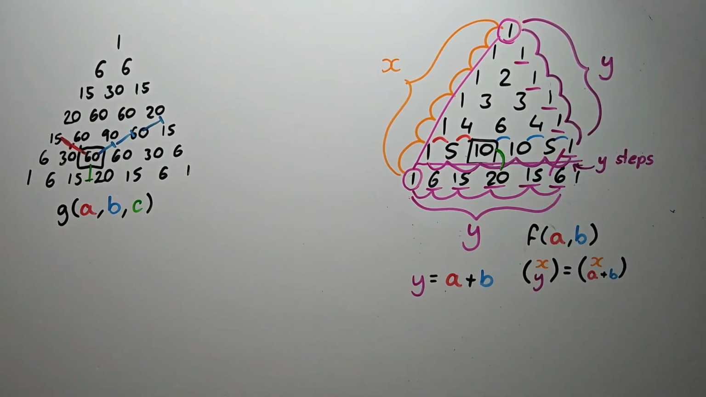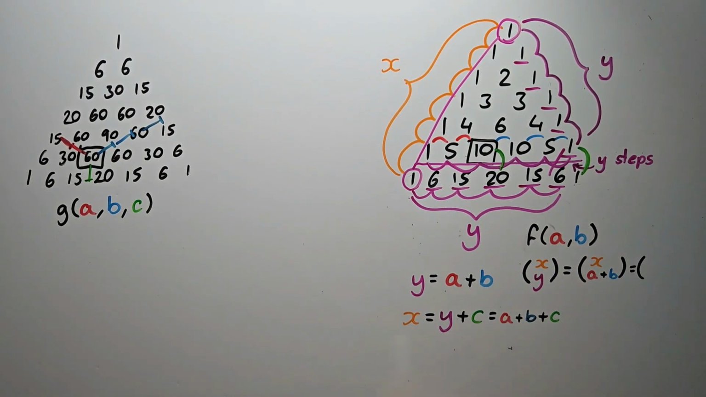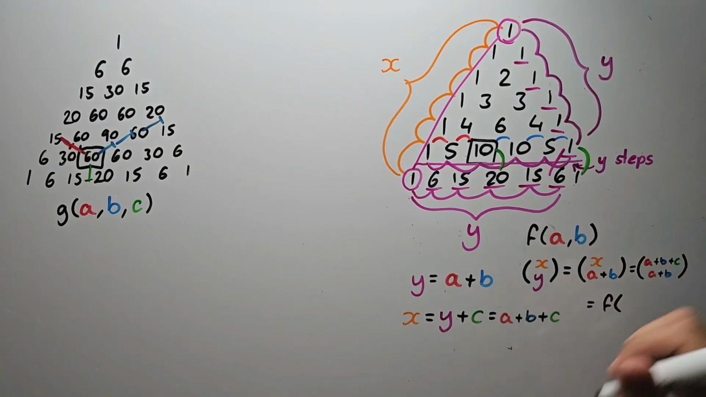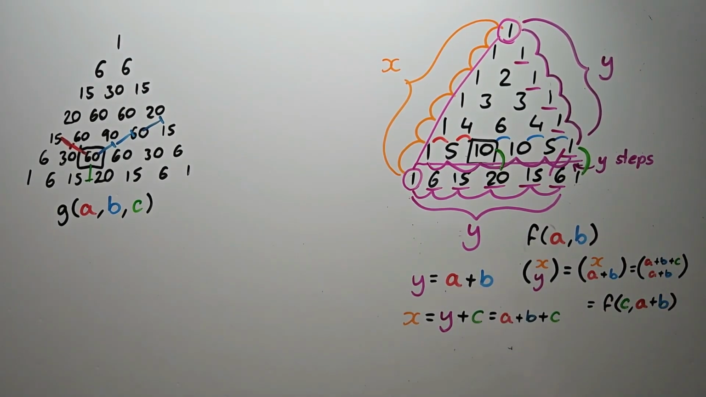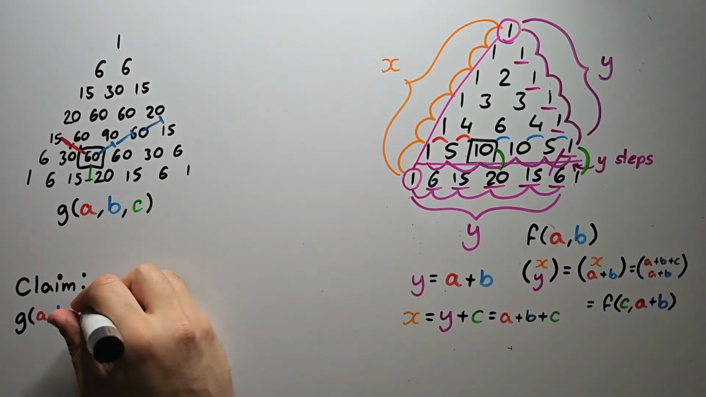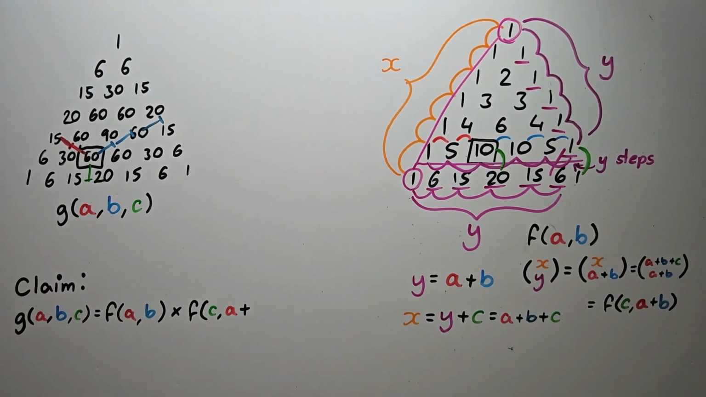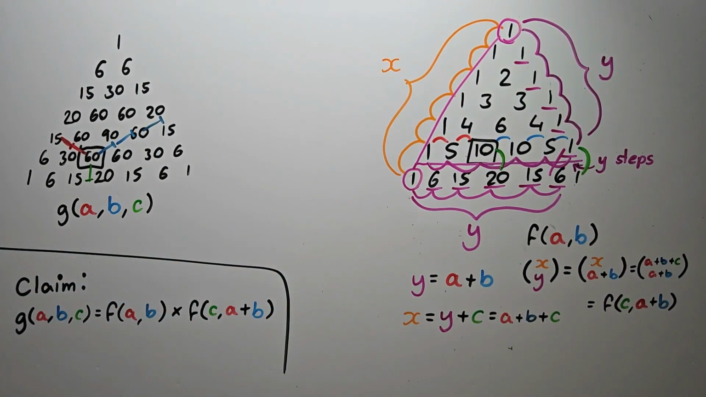Also note that our chosen value is c steps from the bottom row. Thus, we can see that x is equal to y plus c, which is equal to a plus b plus c. Thus, our multiplier is equal to a plus b plus c, choose a plus b. And converting this to our f function, we see that it's equal to f of c, a plus b. So our claim is that g of a, b, c is equal to f of a, b times f of c, a plus b for all a, b, and c.